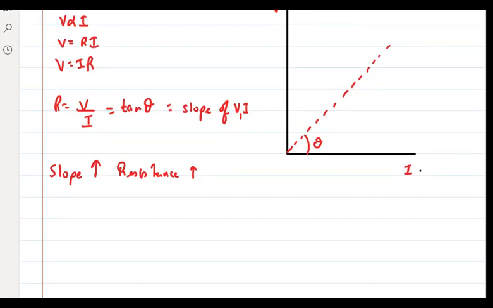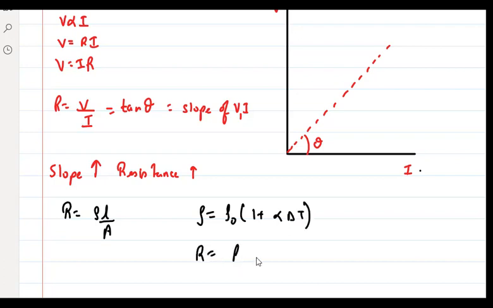Okay. And we also know that the resistance R is equal to rho L by A, and this depends only on material as well as temperature. So for temperature, rho is given by rho naught 1 plus alpha delta T, and resistance is also given as R naught 1 plus alpha delta T, where alpha is the temperature coefficient, right?